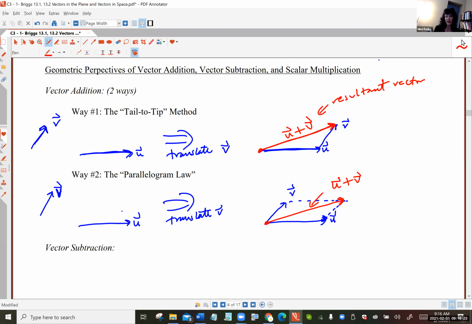Well, which way is better? That's not the question you want to ask because it doesn't matter. They're both fine. They both just visually show you U plus V. You're typically not going to be drawing pictures for me, but if you were taking a physics class, this is really helpful so you can get a feel for what U plus V is even doing.